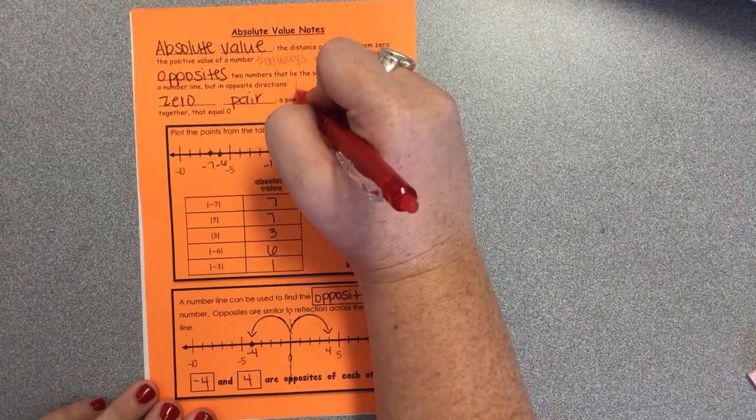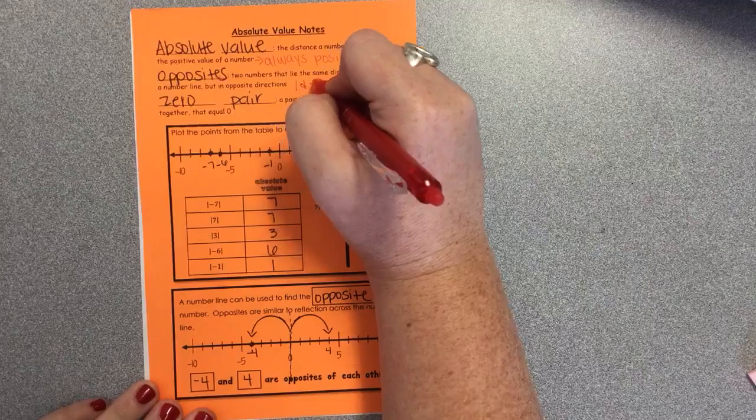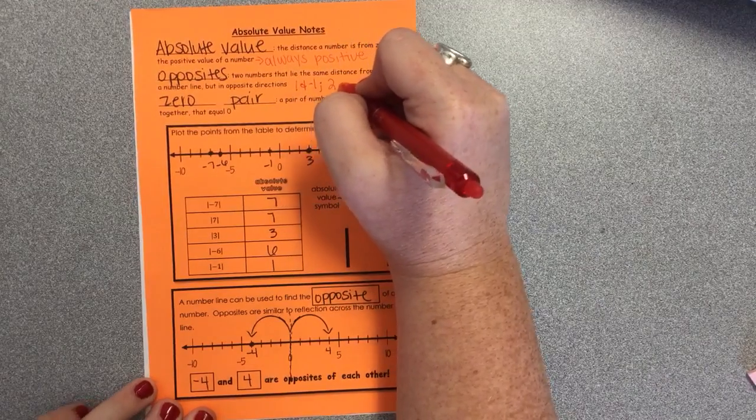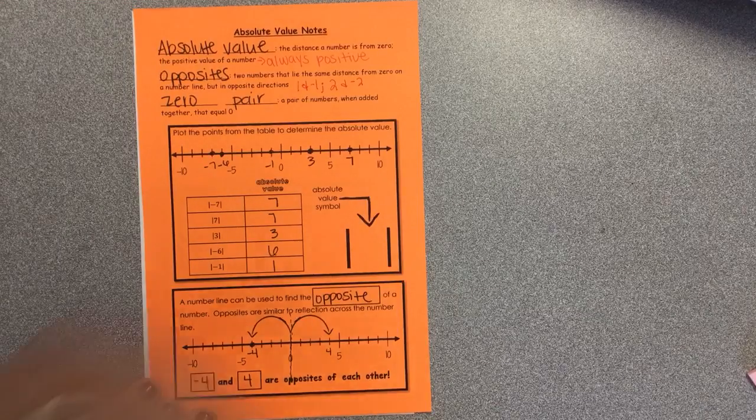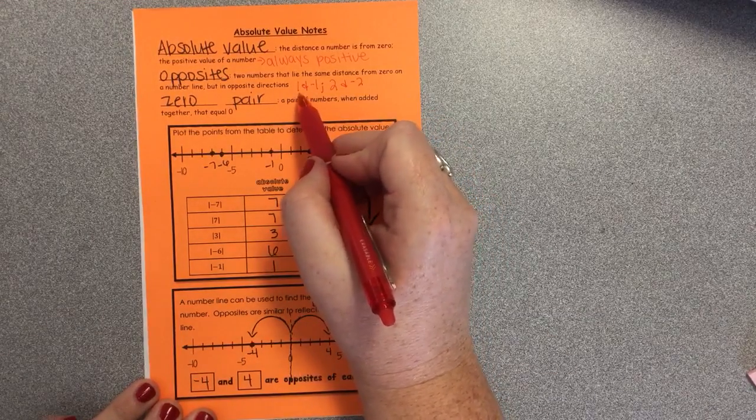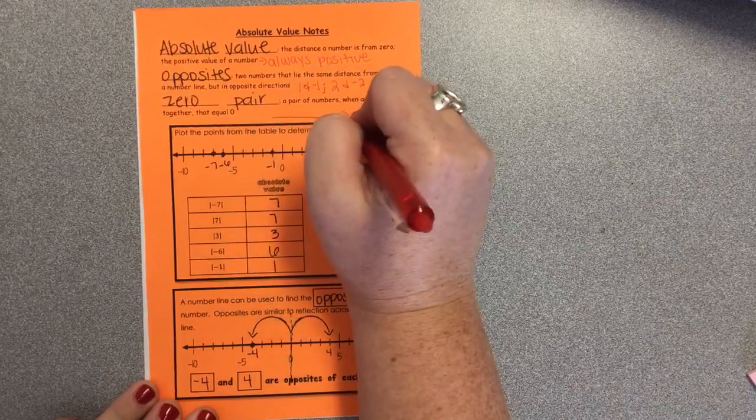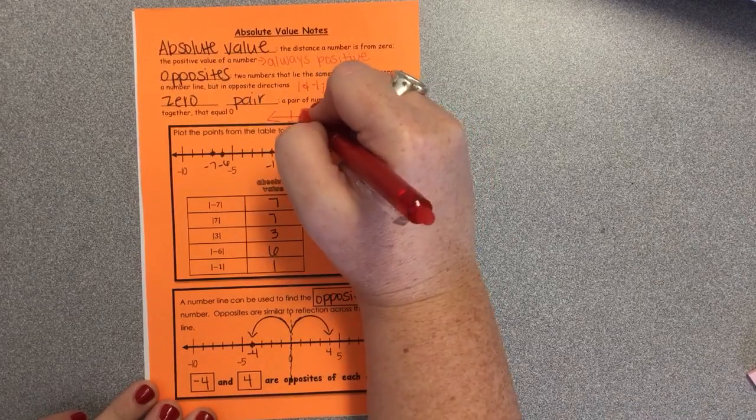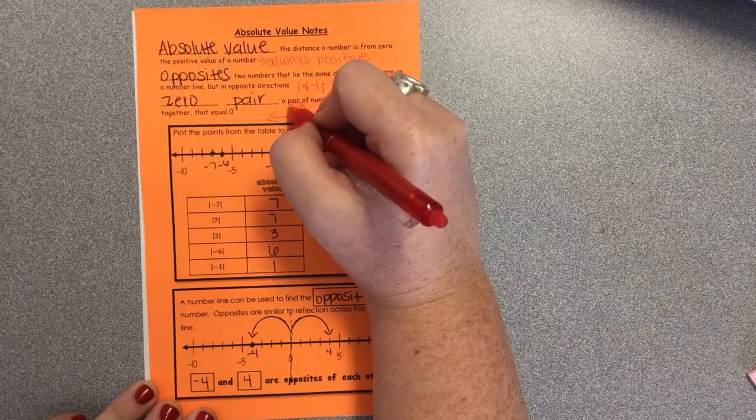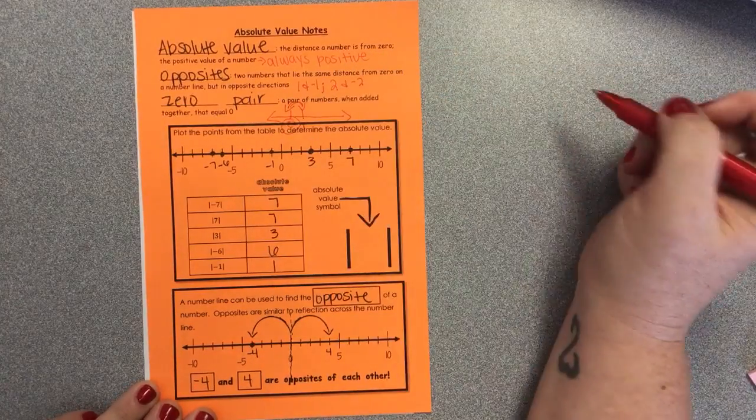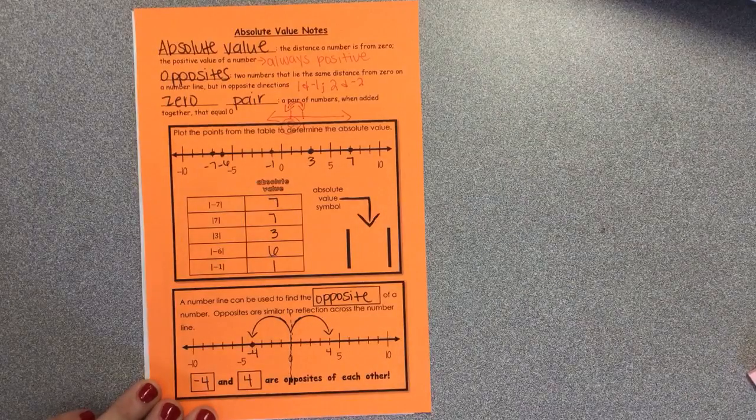Our examples of opposites are 1 and -1, and 2 and -2. Those are opposites. If you add these opposites together, so on a number line, I start at 0 and move over to 1, and then I have to go backwards 1, I end up at 0. That is what a zero pair is.